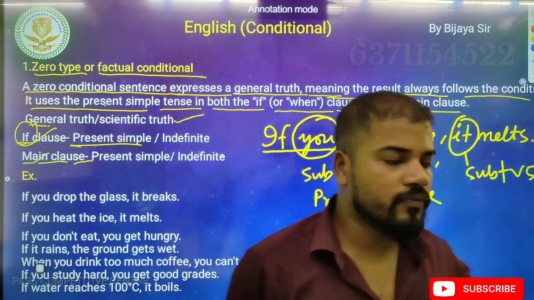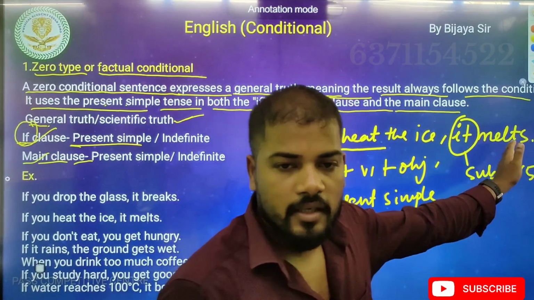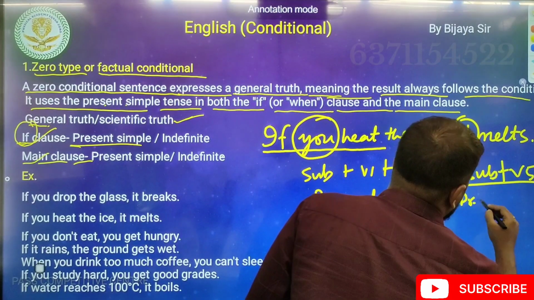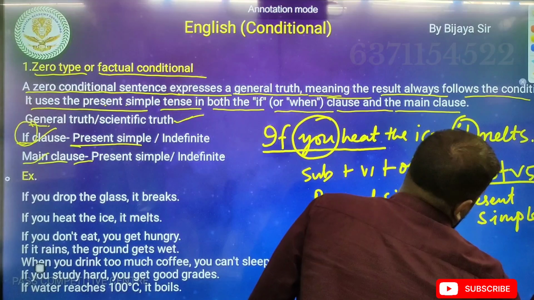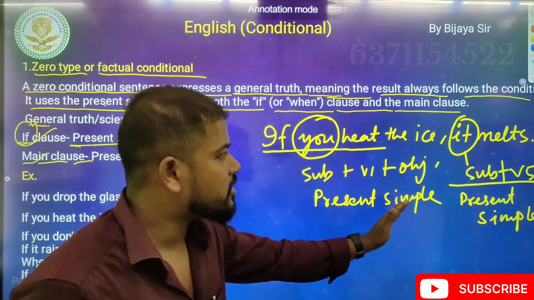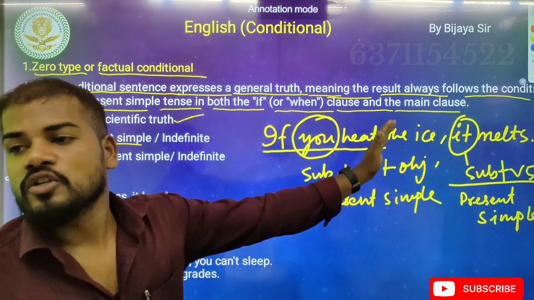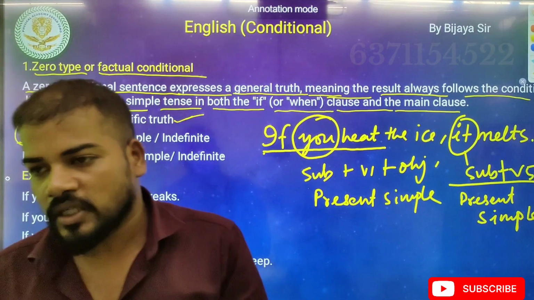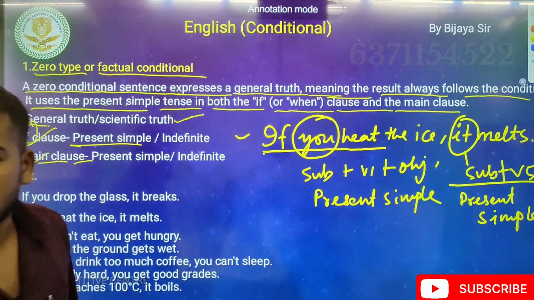Why did we use V5? Because this one is third person, so we add s or es to the verb form, right? So our main clause is also present simple. If our if clause is present simple, the result clause or main clause is also present simple. So this one is known as zero type conditional, and it represents a scientific truth. Yes or no? If we heat the ice, definitely it will melt. So it's a zero type conditional, dear student.